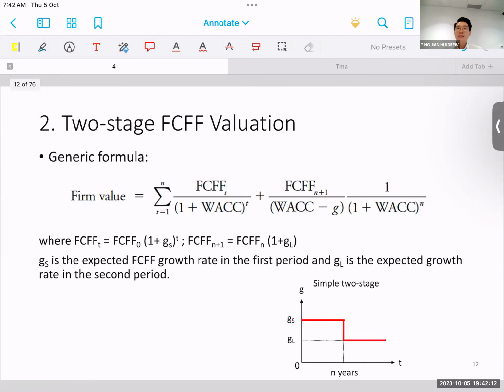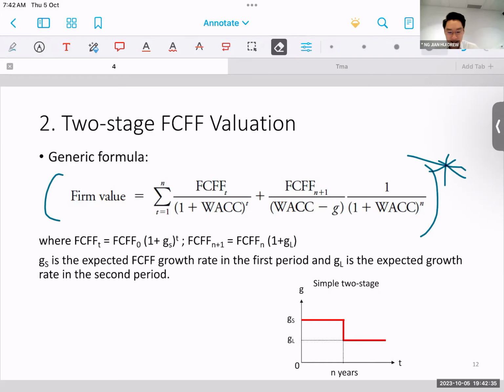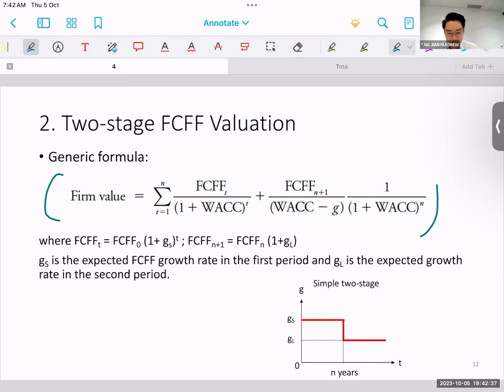Okay, so we have covered a single stage. Let's cover the two stage, FCFF. If you recall, this is just a slight recap. Recall when we did the DDM for two stage, I mentioned do not memorize this formula here. It's not a star, it is X. Why? Because to understand the concept is more important, right?